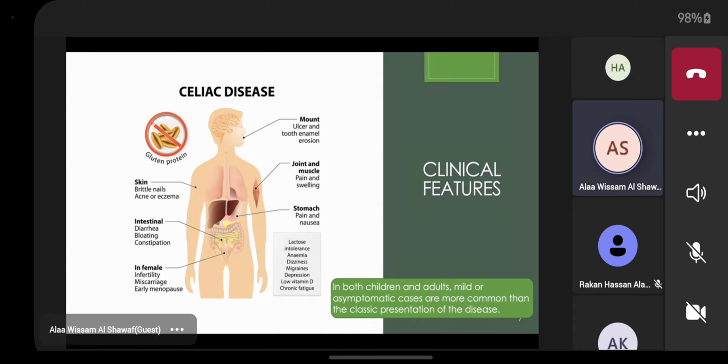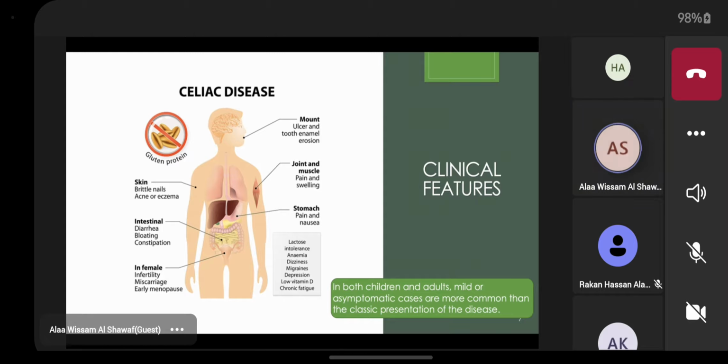For the clinical features, we have gastrointestinal features and extraintestinal manifestations and associations. For the gastrointestinal symptoms, patients might have chronic or recurring diarrhea, steatorrhea, flatulence, abdominal bloating and pain, nausea and vomiting, lack of appetite, and rarely patients might have constipation.